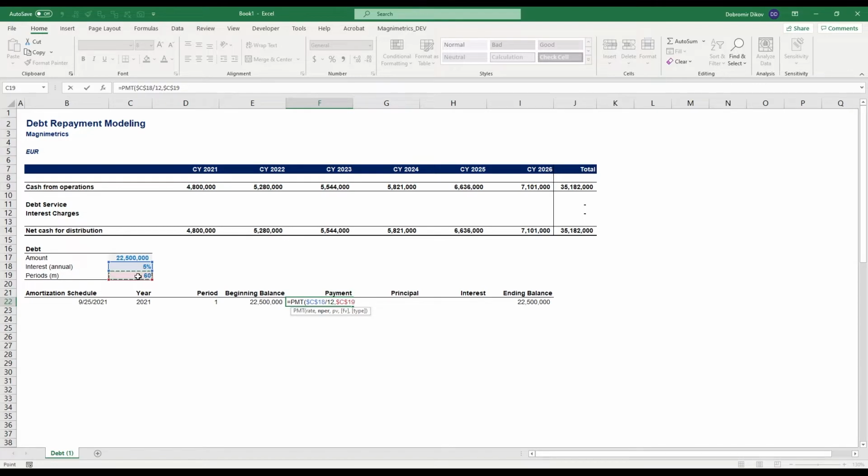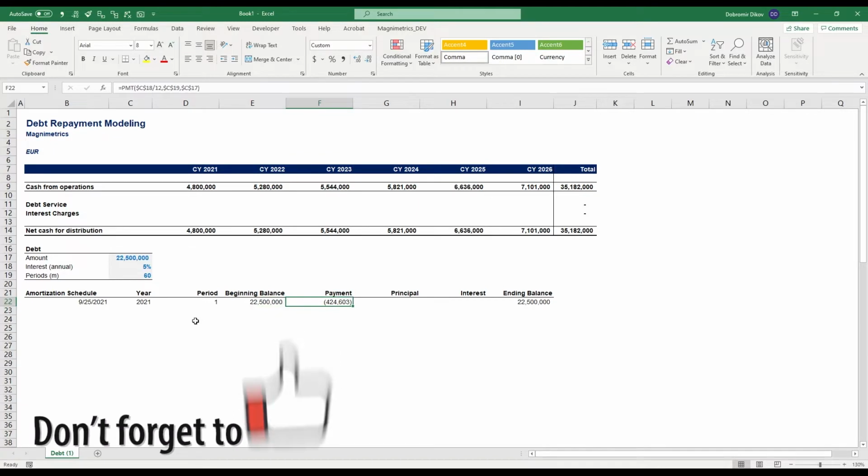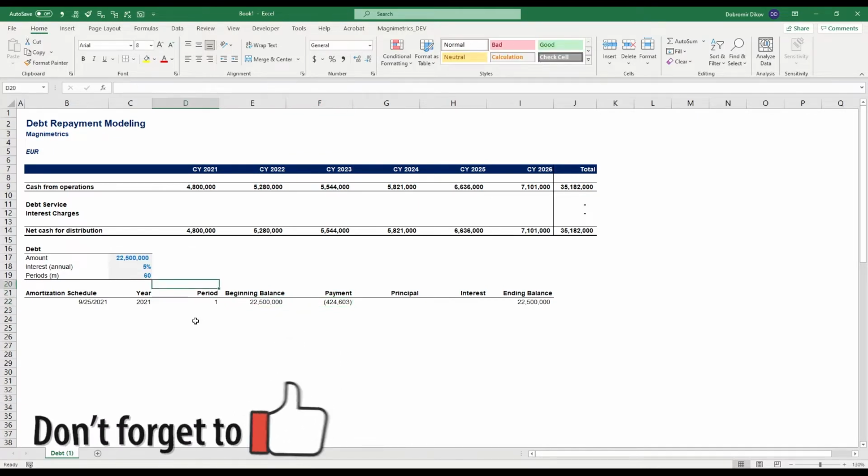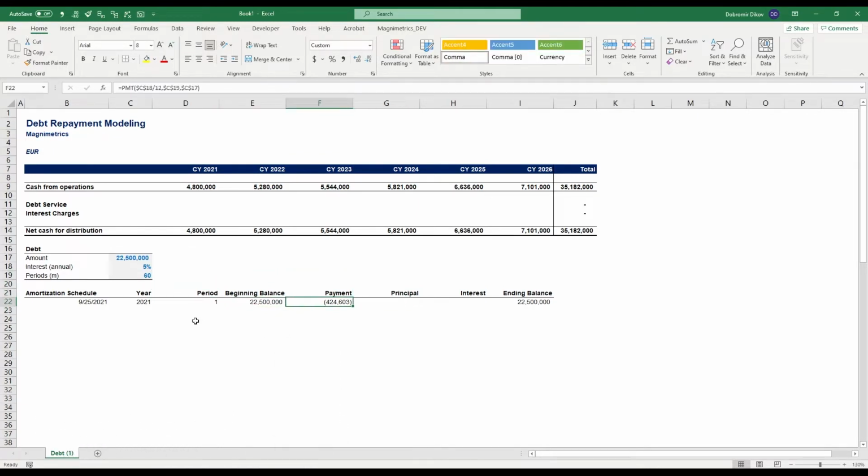And we need the present value. So the present value is always the first one here. So let's just fix it up here, and that's our formula. So format those. So our payment each month for 60 months will be 424,000.